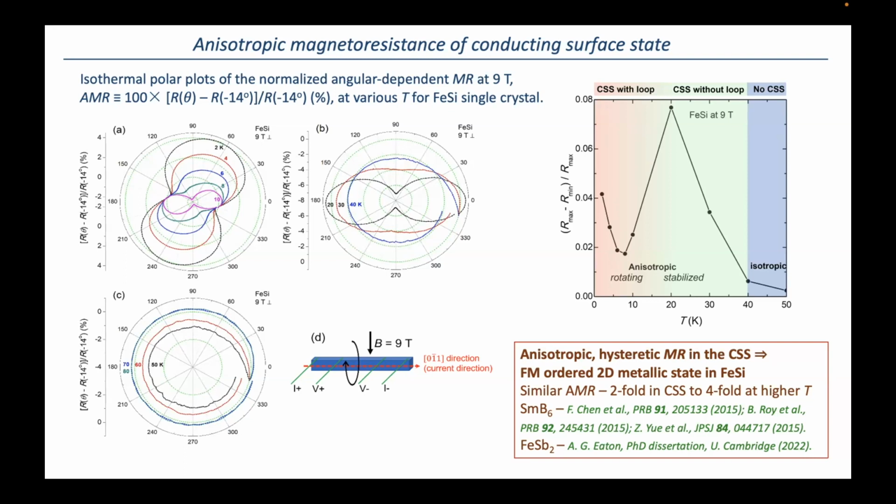Basically you have anisotropic hysteretic magnetoresistance in the conducting surface state. We believe, or it suggests, it's a ferromagnetically ordered 2D metallic state. And similar behavior for the angular magnetoresistance, from twofold to fourfold symmetry, has been observed for samarium hexaboride (SmB6) by a number of researchers, and also samarium antimonide, which is a compound that behaves very similarly to iron silicide.